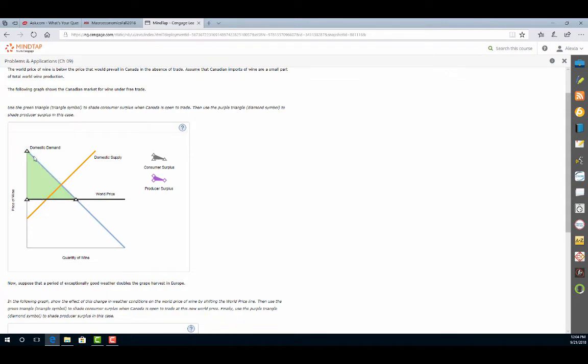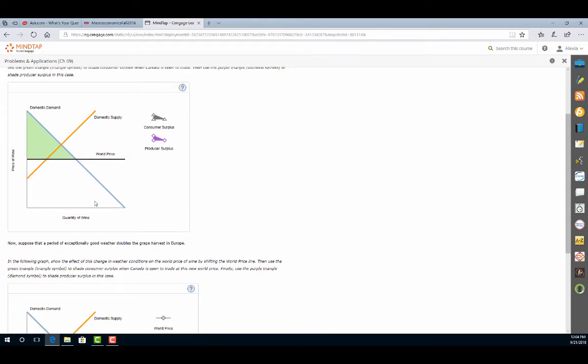So the consumer surplus is the difference between what they would pay and what they actually pay. And producer surplus, I'll let you do that part, is the difference between what the firm would have been willing to charge and what they actually get. So what you'll do again, you'll bring your purple cursor and bring it over and shade it in.